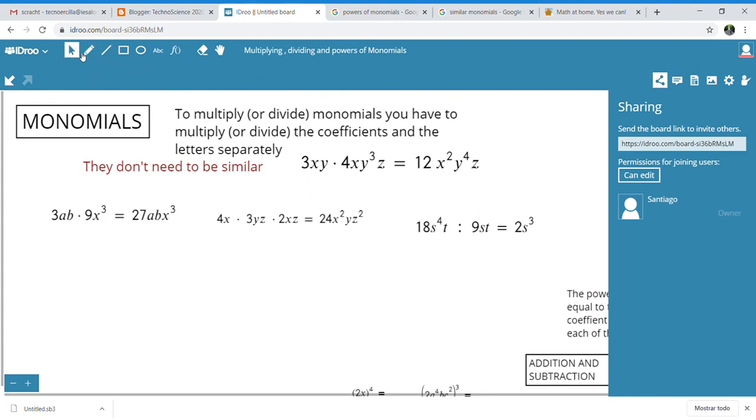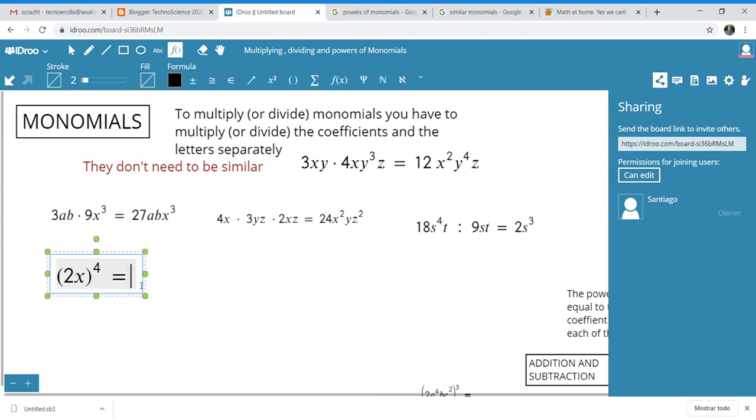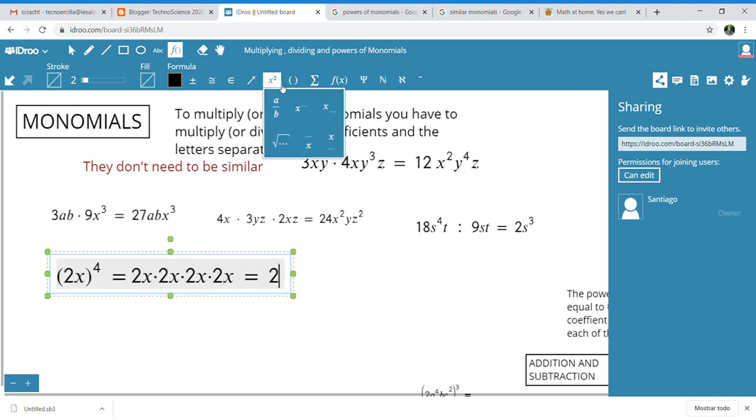What about powers? Look at this. This is 2x to the power of 4. How do we do that? Okay, you know that a power is the product of 2x times 2x times 2x times 2x. As you know, this is 2 times 2 times 2 times 2, the product of the coefficients, which is 16, which is 2 to the power of 4. Okay? So it is 2 to the power of 4.